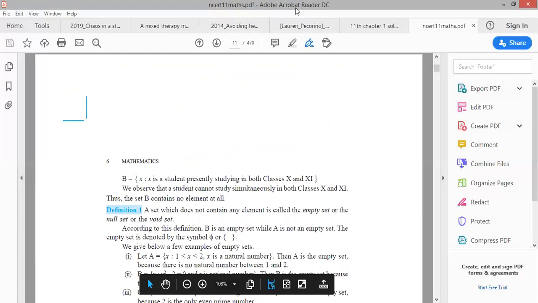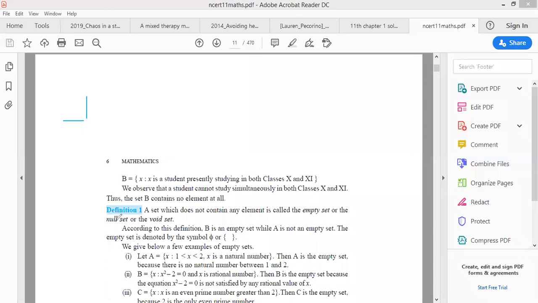I will be highlighting here. So this empty set is also called null set or void set. Its representation is with the help of this Greek letter phi or simply these braces. Here we have some examples.